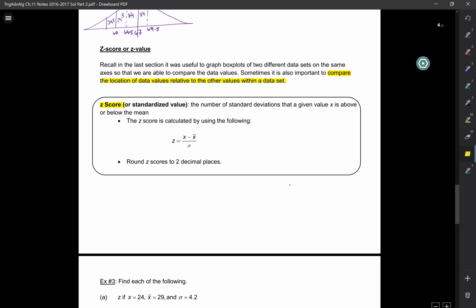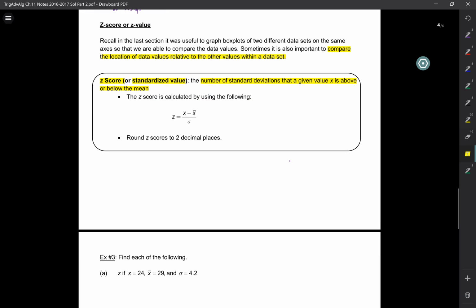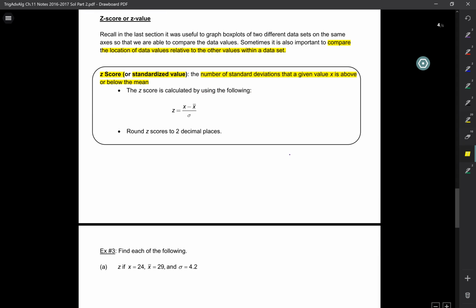Z-score is also called z-value or standardized value. It's the number of standard deviations that a given x value is above or below the mean. All right, so let's say somebody scored a 63 on a test. If you find the z-score, it'll tell you how far away it was from the mean. It'll tell you, okay, this was 2 standard deviations away from the mean, this was 1.5 standard deviations away from the mean. You have to do it in standard deviations. So the way z-score is calculated is this formula.